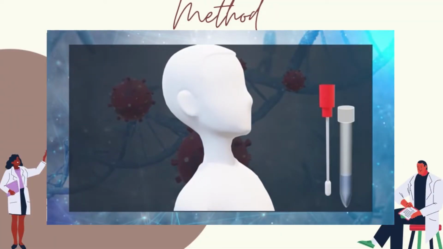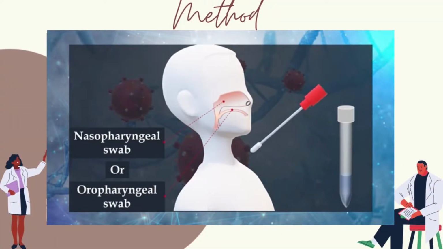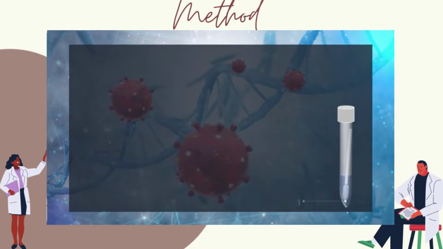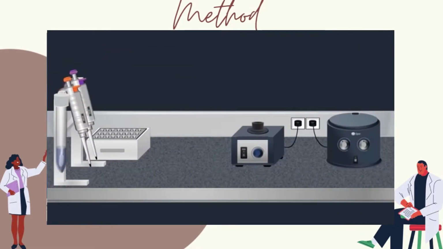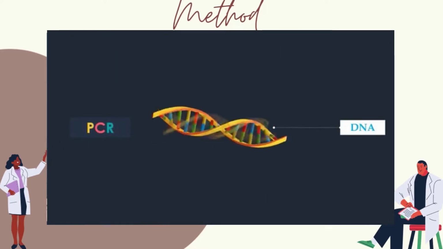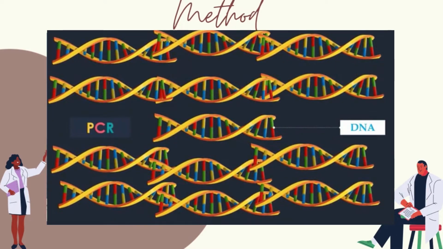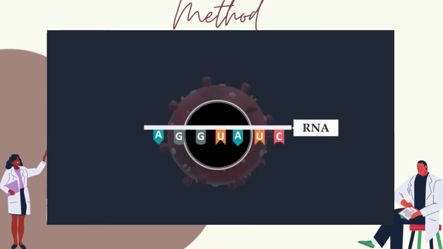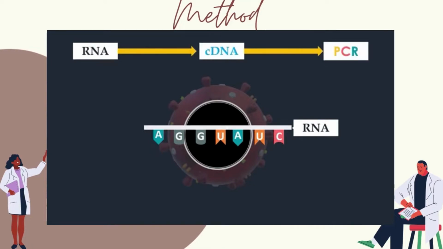For the method, the sample will be collected by nasopharyngeal swab or oropharyngeal swab. The swab is immediately placed into a sterile tube containing a viral transport medium. PCR is used to make millions to billions of copies of a specific DNA fragment rapidly. RNA in virus must be converted into complementary DNA sequence by reverse transcription to continue with PCR.